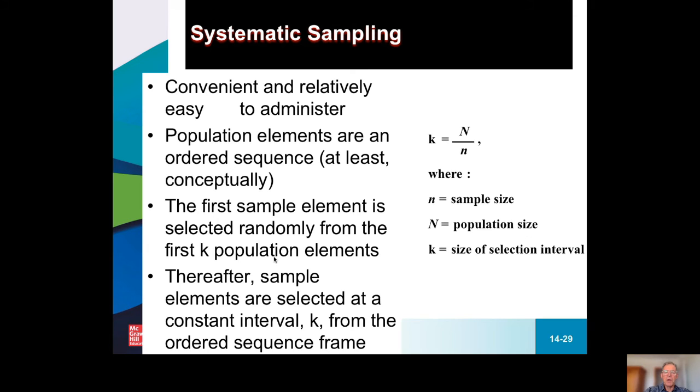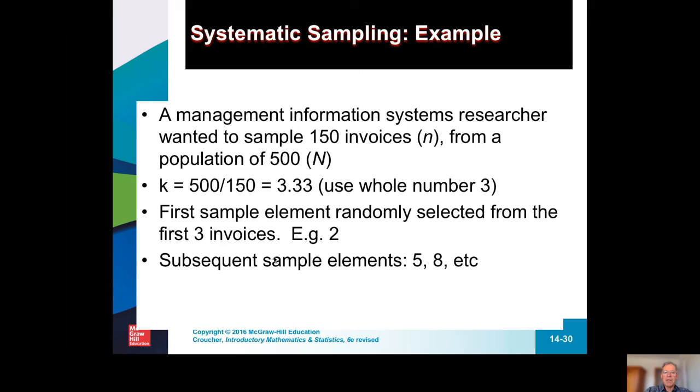Systematic sampling: it's better to go to an example to make it work. Imagine we want to sample 150 invoices, little n, the sample, from a population of 500, big N. We take our population and divide by the sample size: 3.33. So we'll round it down perhaps to 3.